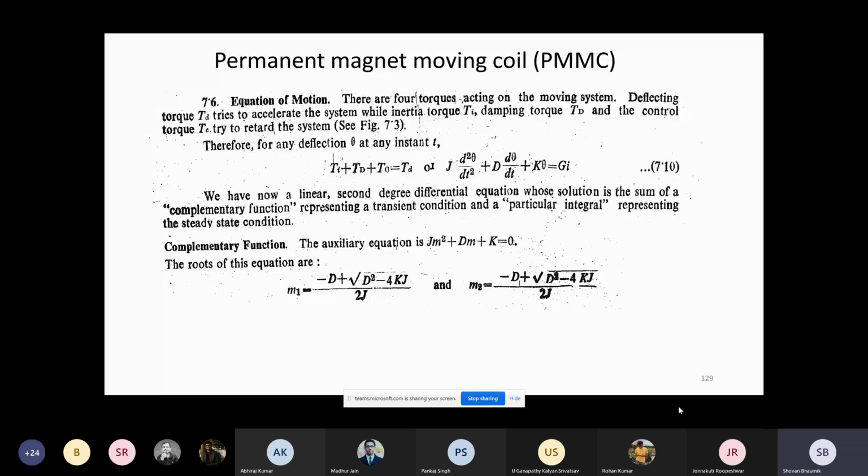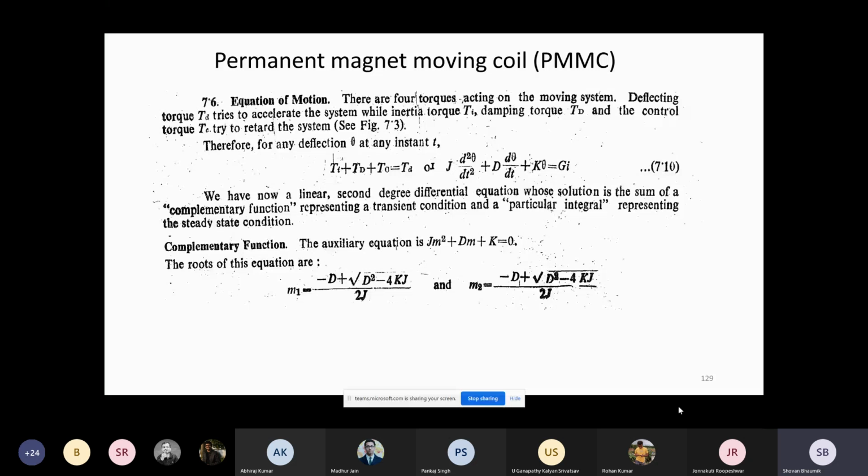Okay, so the total solution will be the complementary function plus the particular integral. If you see, the auxiliary equation will be when you put the right hand side to 0. From there, there are two roots. The first root is m1 equals minus d plus square root of d square minus 4kj, divided by 2j, and the other root, m2, it was written wrong, will be minus d minus root over d square minus 4kj, divided by 2j.